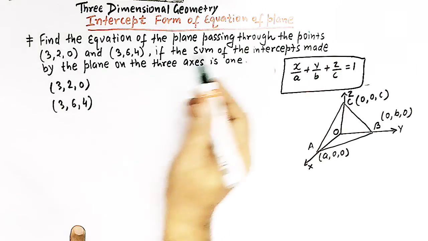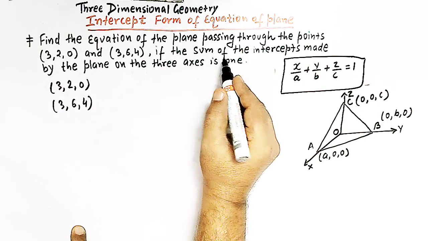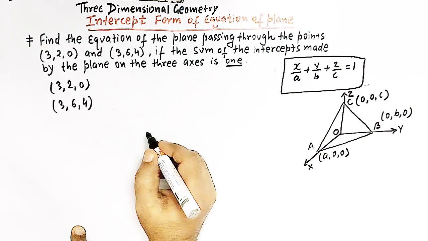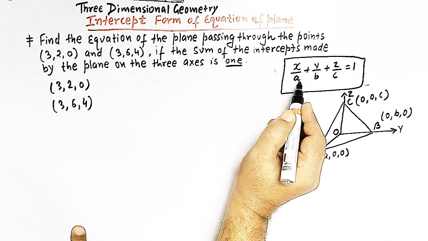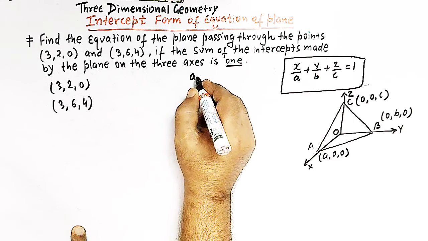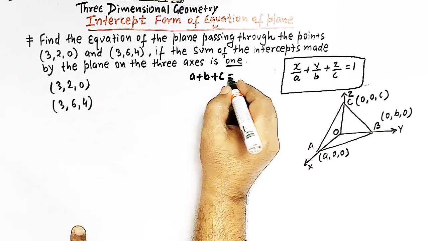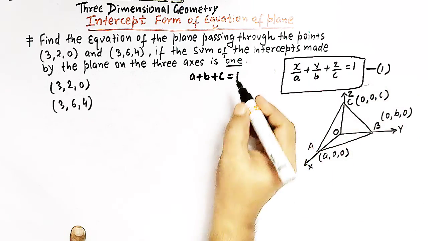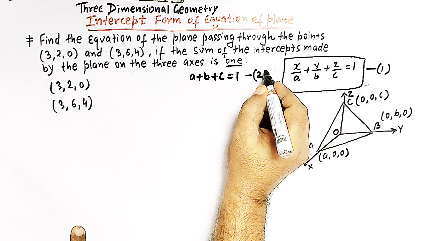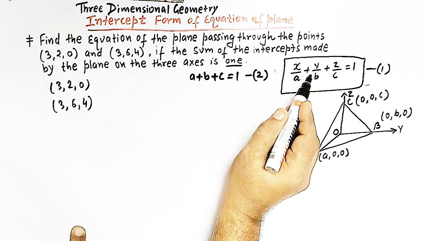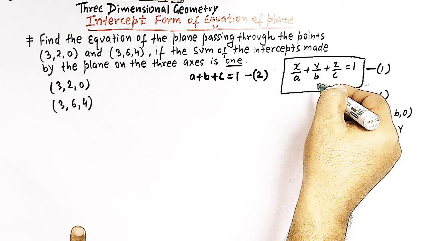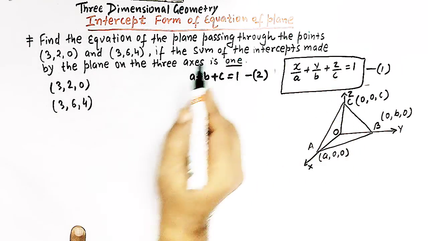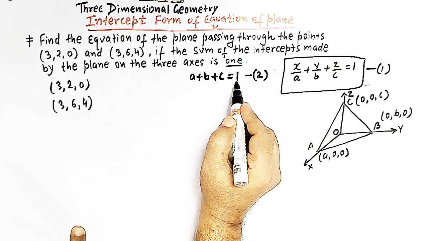Here an additional condition is also given, that the sum of the intercepts made by the plane on the three axes is equal to 1, and the intercepts are a, b, and c. So we are given that a plus b plus c is equal to 1. Let us take this equation as equation 1 and this equation as equation 2. So this is the equation of the plane in the intercept form, and here we are given that the sum of the intercepts made by the plane on the three axes is equal to 1, right?